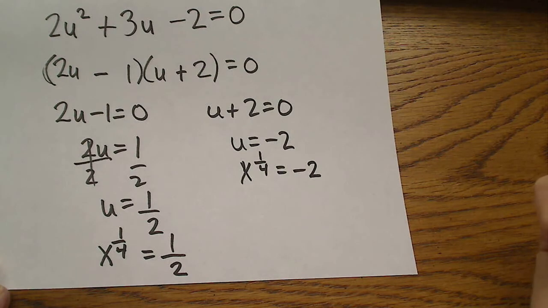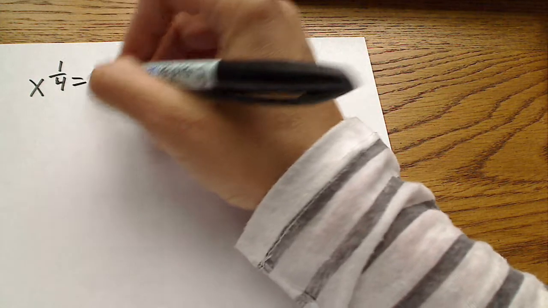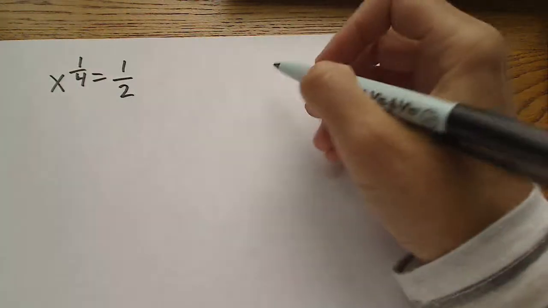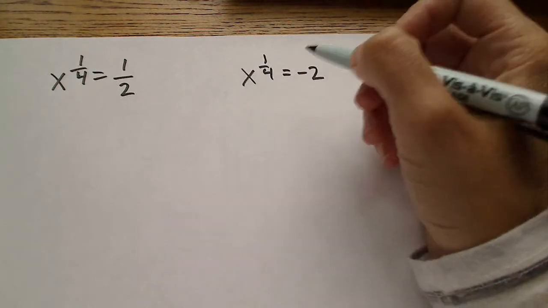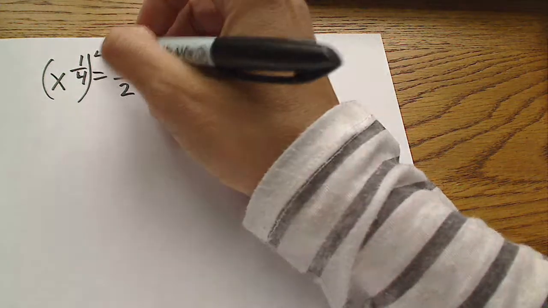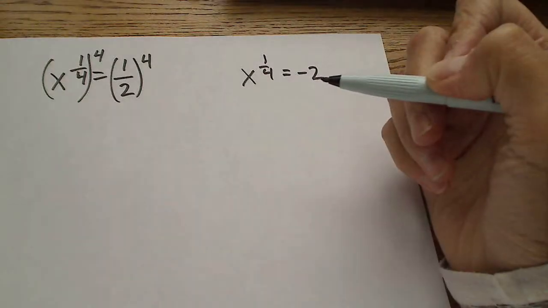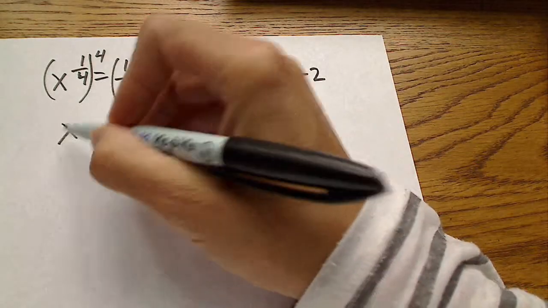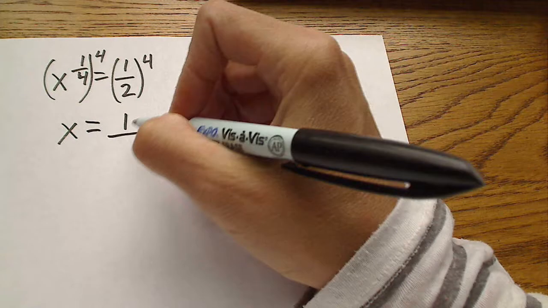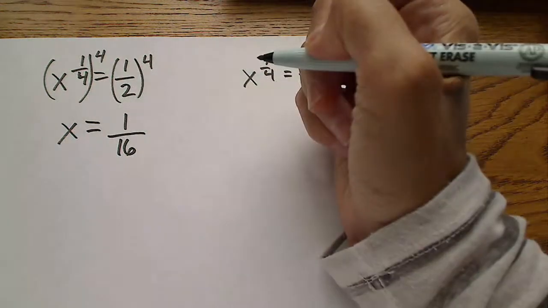Okay. All right, so now we're solving those. So we have x to the 1/4 equal to 1/2, and then we have x to the 1/4 equal to -2. Now the way we would solve it from there is we'd take both sides to the 4th power, and that's because when we raise a power to a power, we multiply, and so that would give us x here equal to 1 over 2 to the 4th, which is 1/16 there.